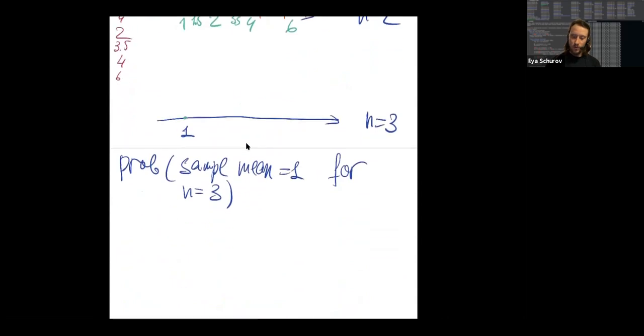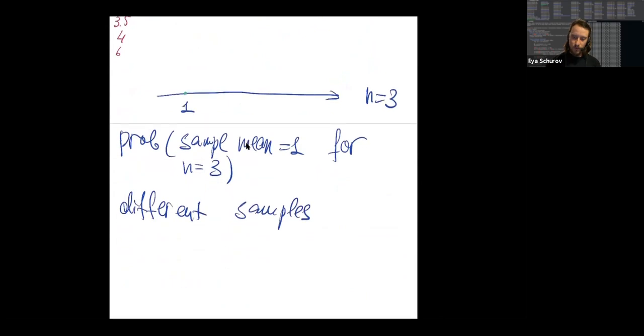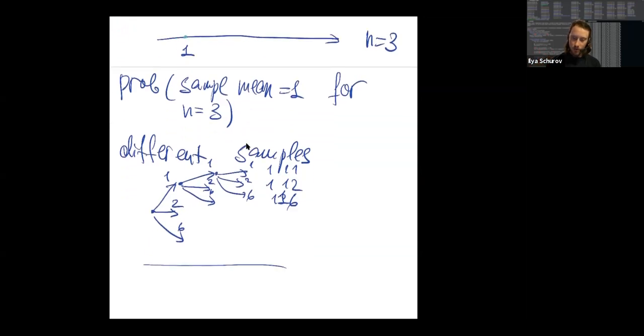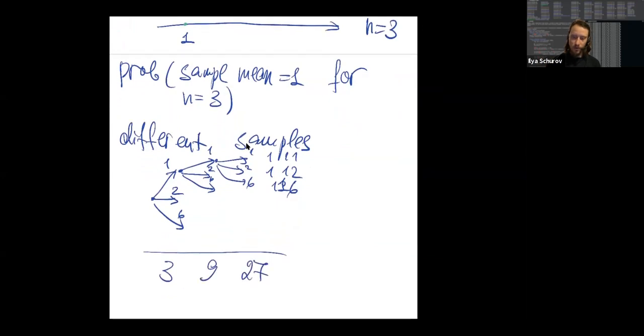So we have how many different samples. At the first step, I can choose 1, 2, or 6. And on the second step, I again choose between 1, 2 and 6. And at the third step, I again can choose between 1, 2 and 6. For example, this is 1, 1, 1 sample. This is 1, 1, 2. This is 1, 1, 6. And it is easy to see from this kind of picture that every time when I add another step, the number of options is tripled. So I have 3 options here, I have 9 options here, and I have 27 options here.